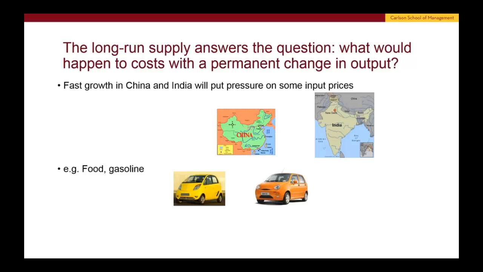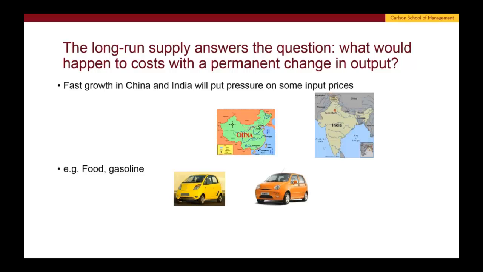And when you want to think about why this is interesting, at least for me, it's interesting to think about the really rapid growth in places like China and India. What this really is is a rapid change in the demand for lots of commodities. And the question is, what's it going to do to the prices of those products and the inputs required to make them? Think, for example, about food or gasoline.